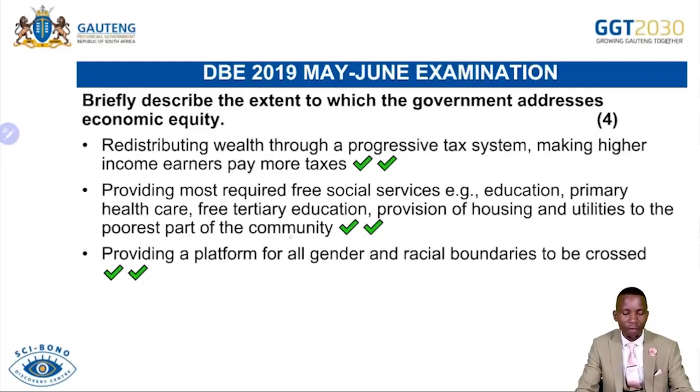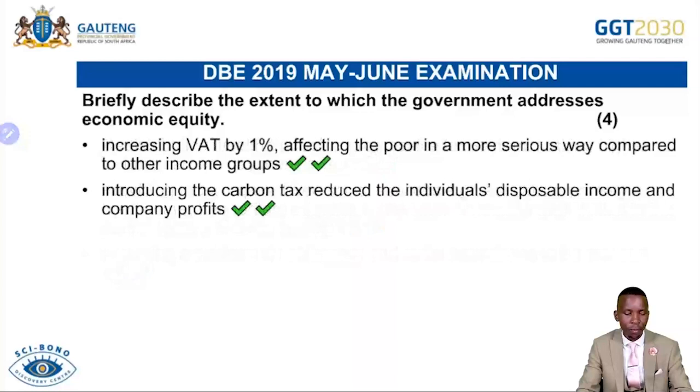You remember that if it is 4 marks, we provide 2 answers. Those 2 answers should be in full sentences. Avoid listing so that you can accumulate your marks and get 4 out of 4. And then briefly describe the extent. We continue. Increasing VAT by 1% affects the poor in a more serious way compared to other income groups. Introducing the carbon tax reduces the individual disposable income and the company profits.